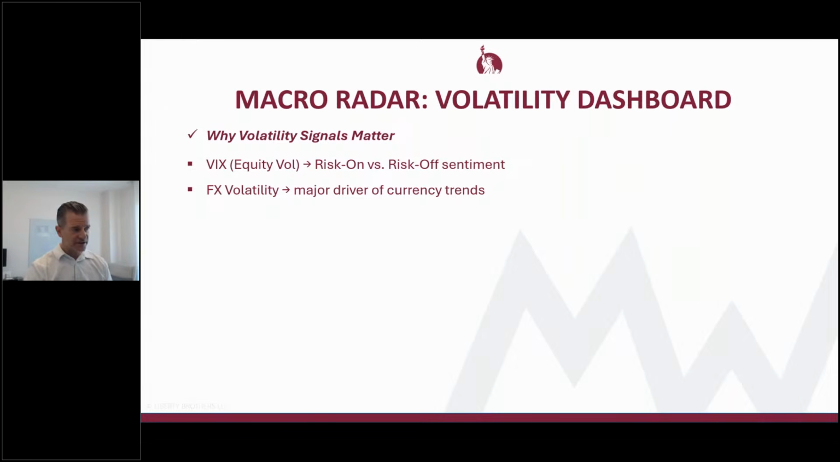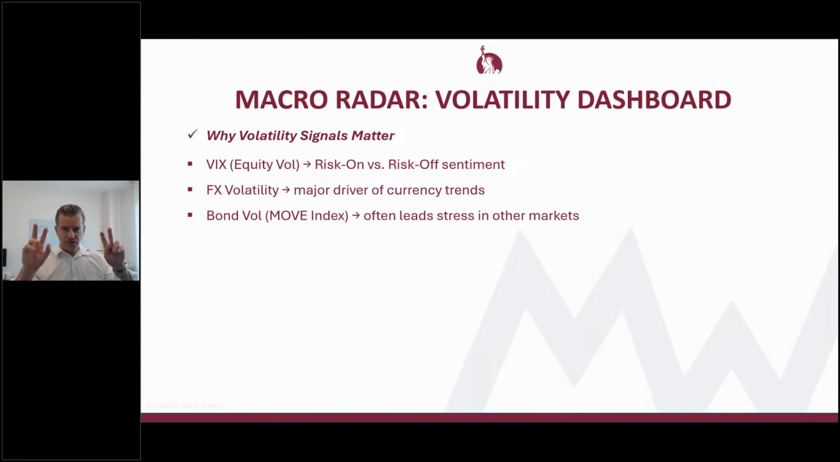We have FX volatility, which can be a major driver of currency trends. And what's even more important, this was actually invented, or one of the analysts at Morgan Stanley, I think it was, many years back, invented the so-called VIX for the bond market. It's called the MOVE index. You can look this all up on Workspaces. It's amazing how important the MOVE index is, and it often leads the stress in other markets. This is such valuable inside information.